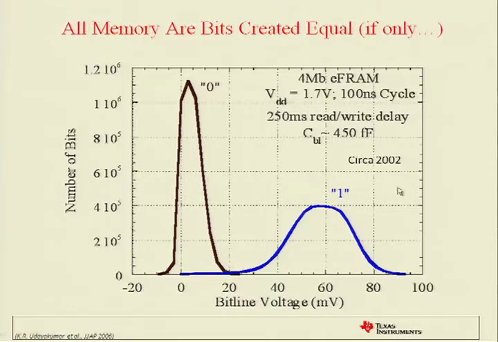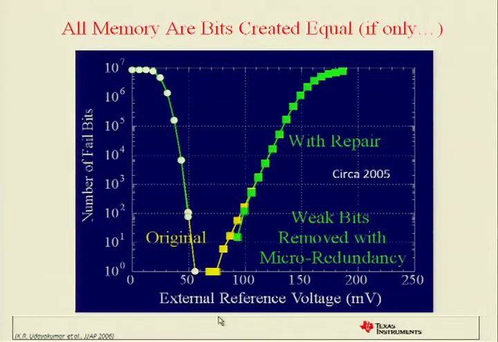So, go on 3 years later. And here we have, now on a log scale, this distribution in the yellow, where all the zeros come down to here, and there's a little bit of separation before the ones start going up. And we introduced a repair scheme so that we can get rid of these weaker bits. Using this repair scheme, we could start sampling product, but it still really wasn't good enough.